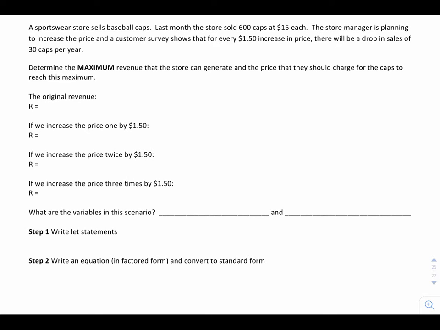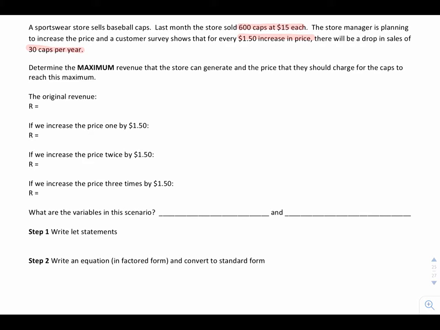Now we know that the store sold 600 caps at $15 each, and the store would like to increase his revenue, and he knows that for every $1.50 increase in price, he will sell 30 fewer caps. So on the one hand, it works to his favor because the more I increase the price by, the more I'll get per cap, but by the same token, the more I increase the price by, the fewer I'll sell. So let's take a look at this example one step at a time.